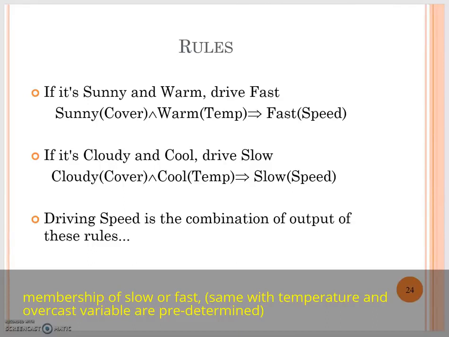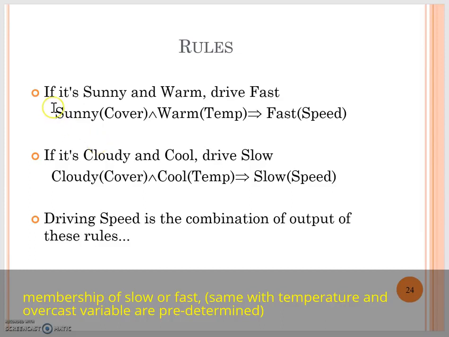Okay, I hope you can answer the quiz before this. Now I'm going to show you the implementation of fuzzy rules. In this case, we are going to decide how fast we can drive based on these rules.